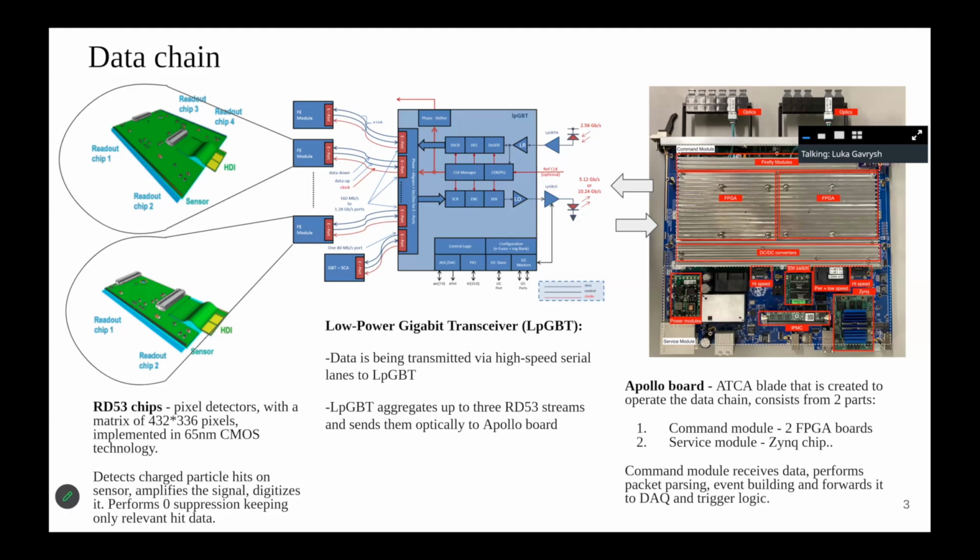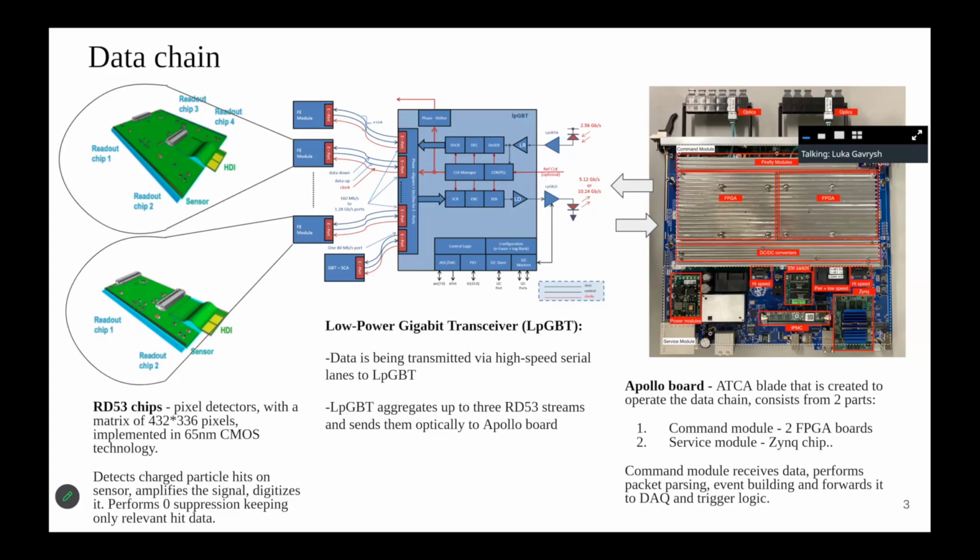What is the lpGBT? Basically, it's a low-power gigabit transceiver. It's a radiation-hard high-speed ASIC developed at CERN for data transmission and control in high-luminosity LHC detector systems. It acts like a communication bridge between the front-end electronics, the readout chips in our case, and the backend systems like the Apollo. But what the lpGBT chip also does is aggregate up to 3 RD53 streams and send them optically to the Apollo board.